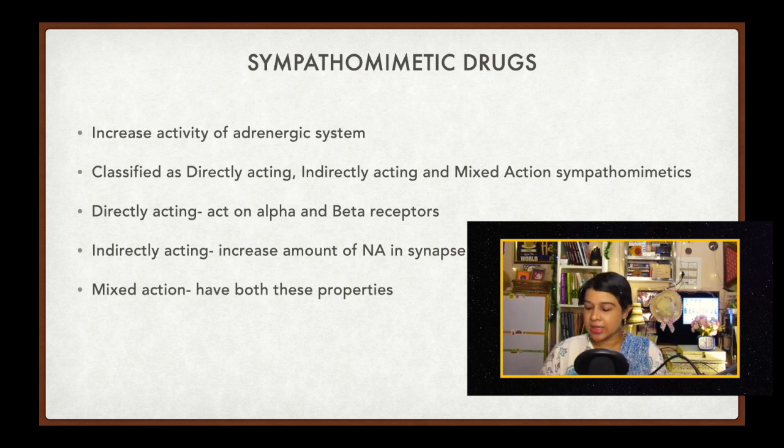The directly acting drugs stimulate the alpha and the beta receptors. Indirectly acting drugs increase the amount of noradrenaline in the synapse, and mixed action sympathomimetic drugs possess both these properties. They act on alpha and beta receptors also, and they increase the quantity of noradrenaline in the synapse. Got it? Let's get further.